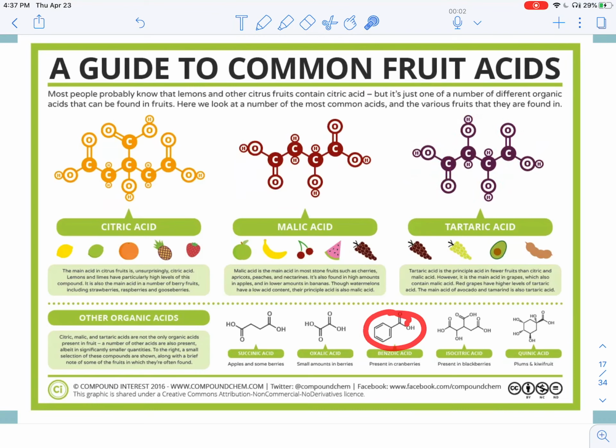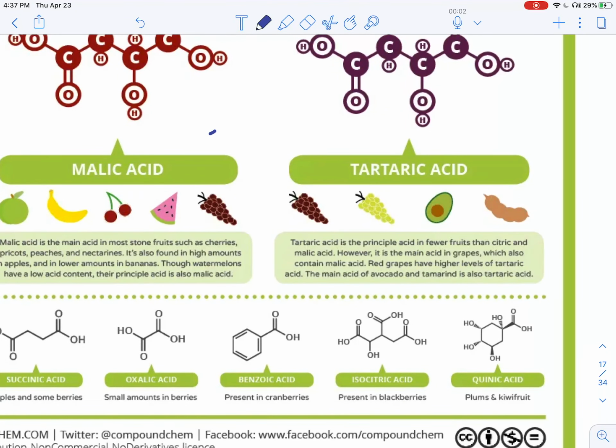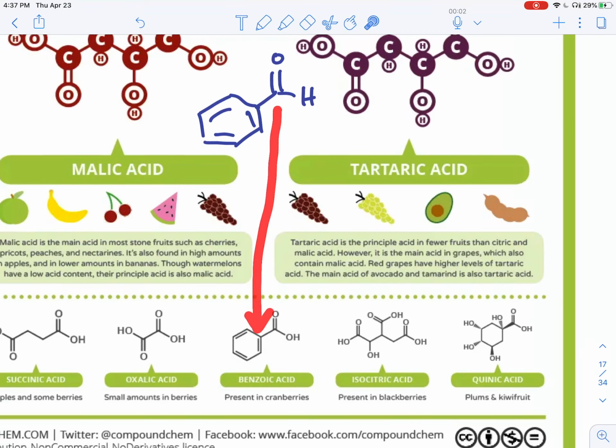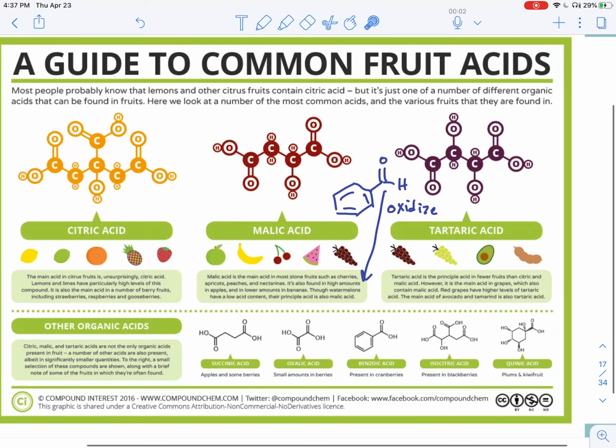So some other organic acids they show down here. Benzoic acid, which is cool because we just talked about benzaldehyde in the last section. So benzaldehyde looks like this. So you can go from this to benzoic acid if you oxidize this. If I oxidize that and increase the number of bonds, I can get to benzoic acid. So just some interesting compounds that we find. We see lots and lots of these carboxylic acid structures out there in the world.